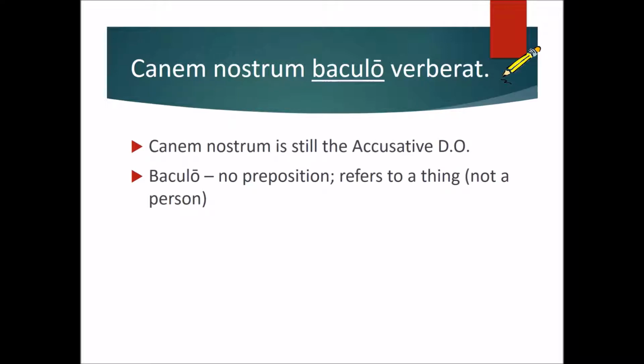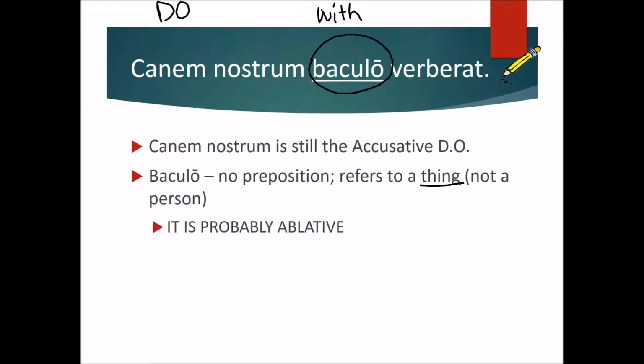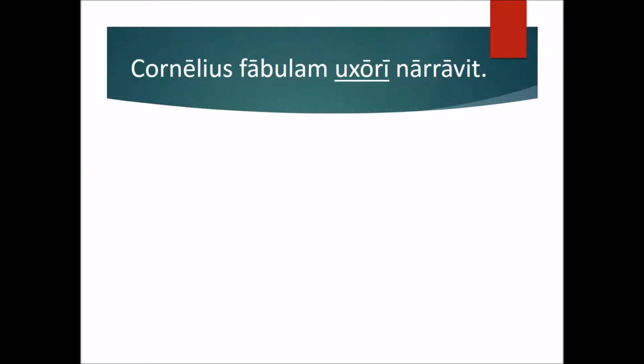Once again, discipuli, canem is very clearly our accusative direct object, and here we see baculo. There's no preposition, so we go on to the second step, which is, does it refer to a person or a thing? Since baculo refers to a stick, this means that this use is likely to be an ablative use, and it's going to be an ablative of means that we'll translate as with. So this sentence, as an ablative use, means he beats our dog with a stick. Me Hercule eheu. Pause the video as you try to figure out whether or not uxori is a dative or an ablative use.